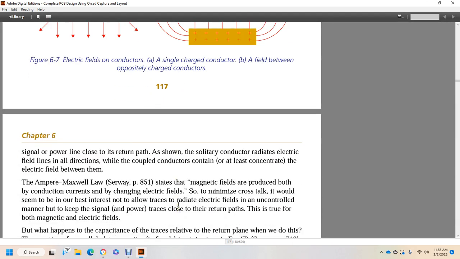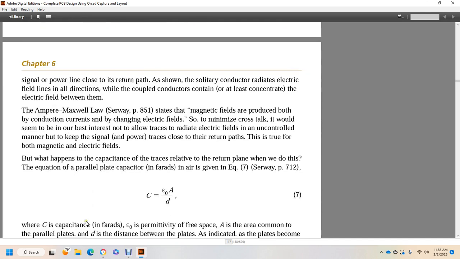A single power line, when closer to the return path, is shown with the solitary conductor radiating electric field lines in all directions, while a pair of conductors has the electric field concentrated between them. The Ampere-Maxwell law states that magnetic fields are produced by both conduction current and a changing electric field, so to minimize crosstalk, it would be in our best interest not to allow traces to radiate electric fields in an uncontrolled manner, and to keep the signal and power traces close to the return path to control both the magnetic and electric fields.